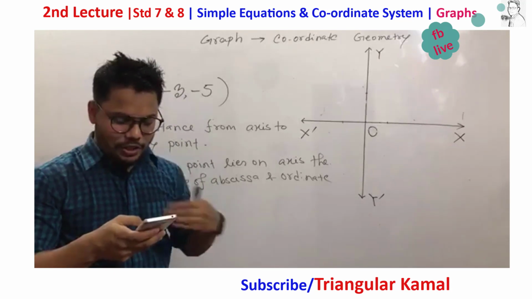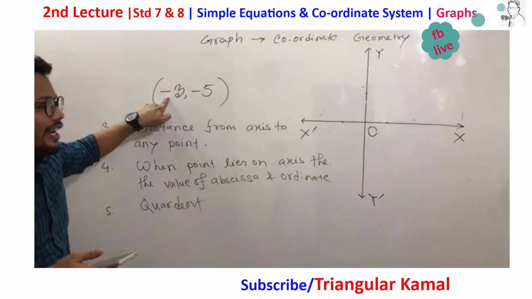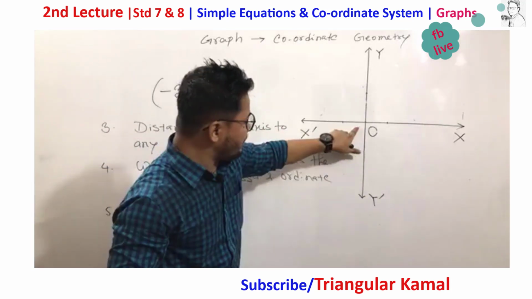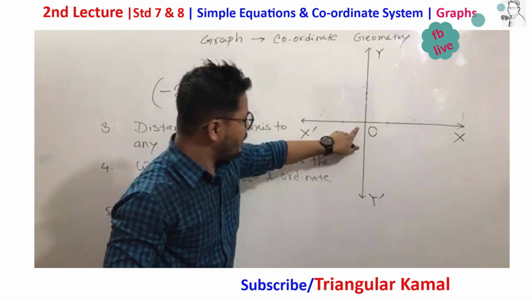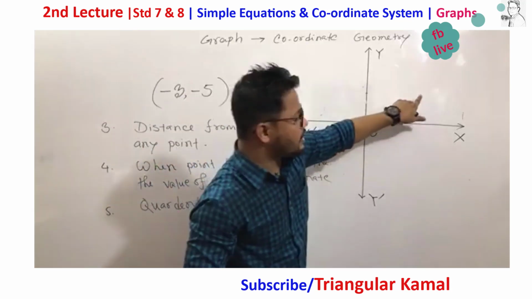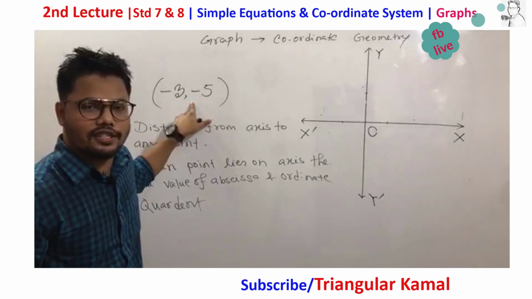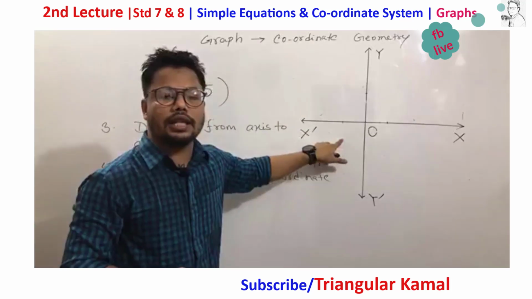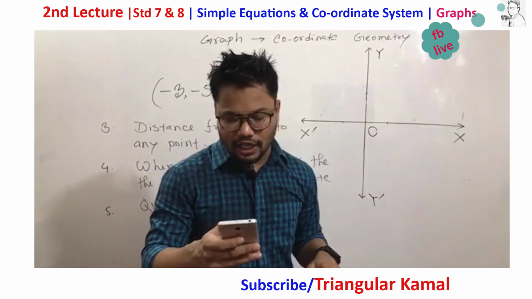Yes, I think maximum students are confused between the second and third quadrant. Give attention: both are negative here. Abscissa and ordinate both are negative. These two negatives indicate this is the third quadrant, after the first and second quadrant. So the answer is -3 and -5 will lie in the third quadrant. Yes, maximum students are trying to write the third quadrant.